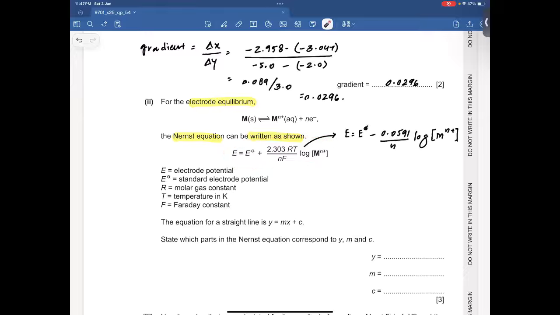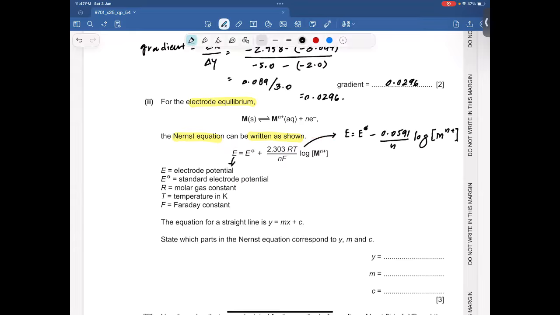The equation for a straight line is y equals mx plus c. In my paper 5 lectures, I have discussed the linear law, and I have clearly indicated how you can decide which one is y, which one is x, which one is c, which one is m. All right, so on the basis of that, let's start.